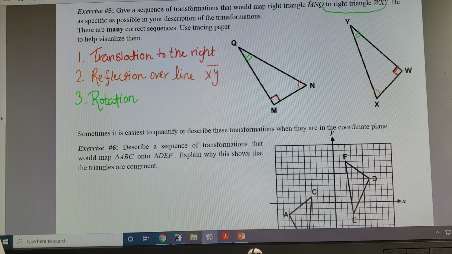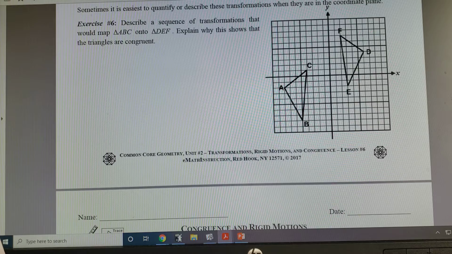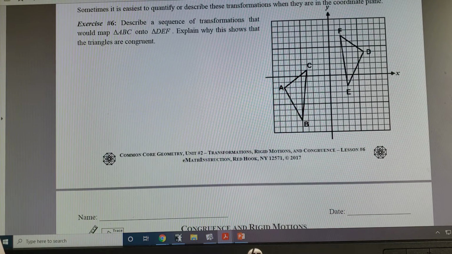Okay, one last problem. You're flying through today. Sometimes it's easiest to quantify or describe the transformations when they are on the coordinate plane, when we're using graph paper. I would actually agree with that because you can tell people how many units to move. Like move 5 units to the right, move 2 units up, reflect over this. And it's very set in stone and easy to see.